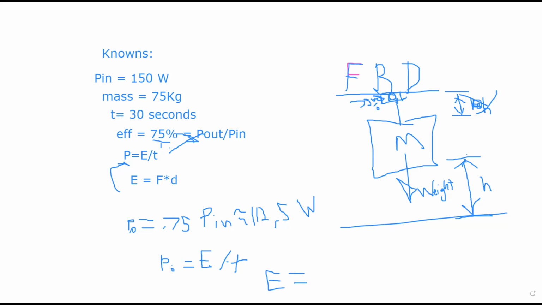And we know the weight because we're in kilograms. So we multiply 112.5 times 30 seconds, you get 3375 joules. And then we know the weight, so it'll be 75 kilograms.